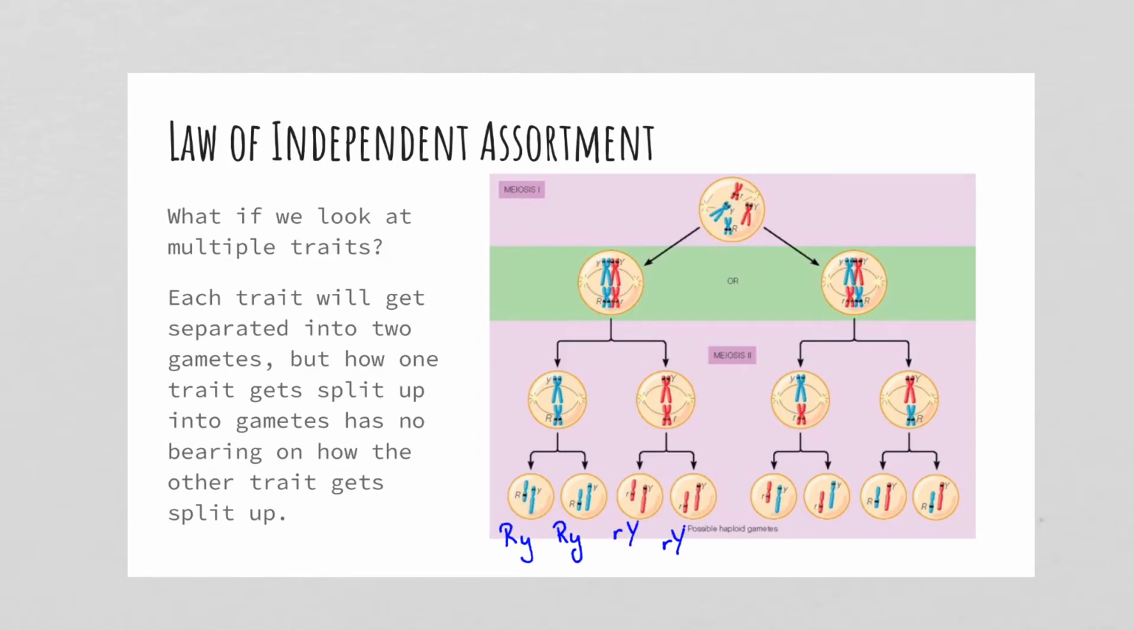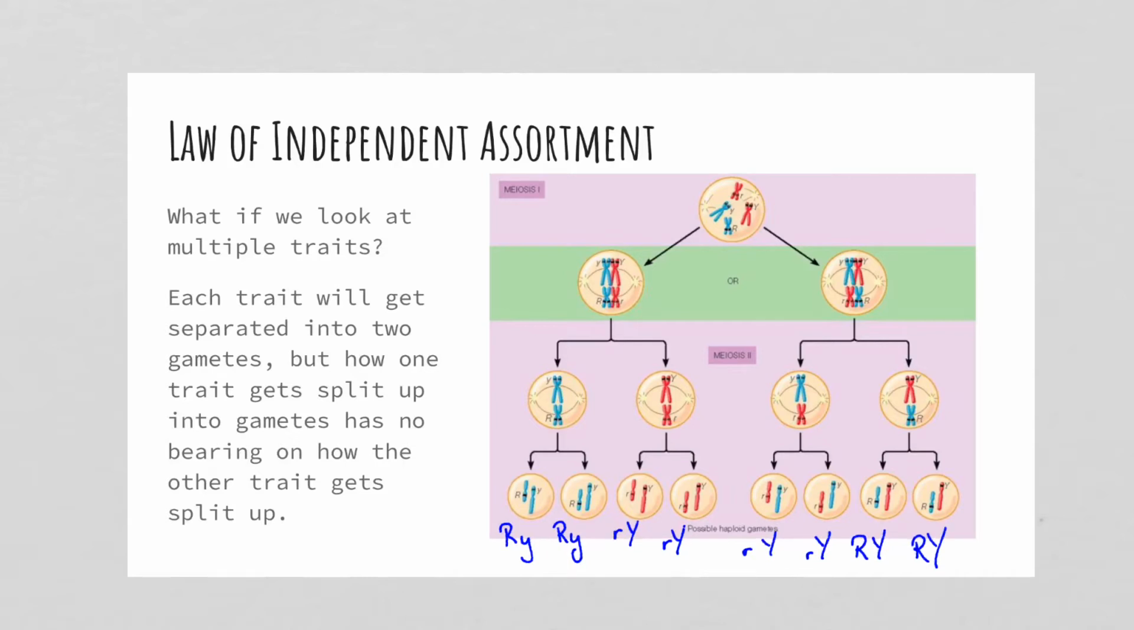If, on the other hand, you lined it up slightly differently, so it's mixed, in metaphase, again, this happens randomly, you end up getting this combination and this combination in meiosis. So in the gametes you get the combination of little r, big Y, little r, big Y, big R, big Y, and big R, big Y.